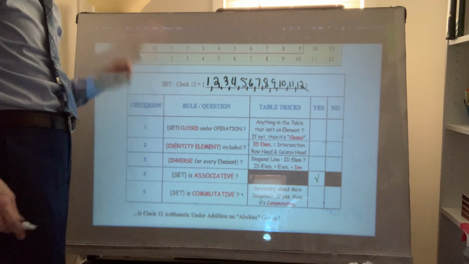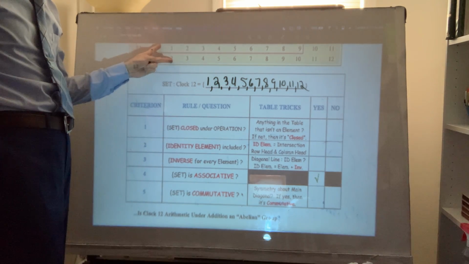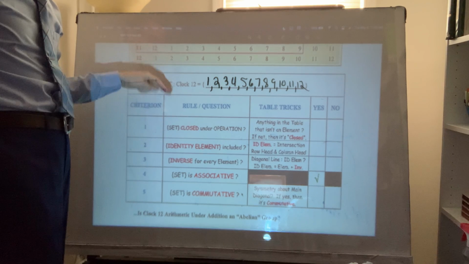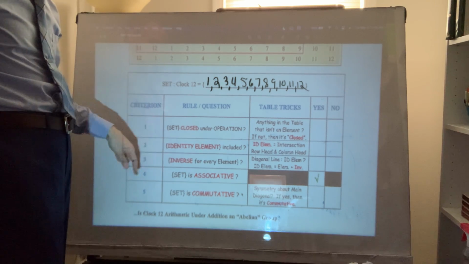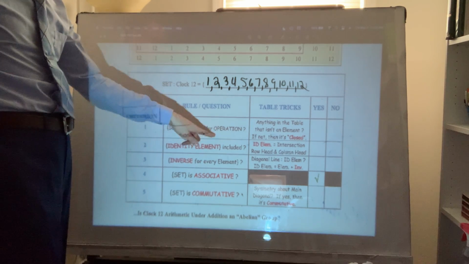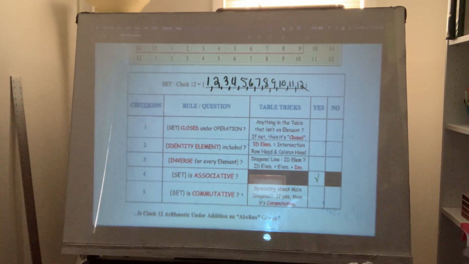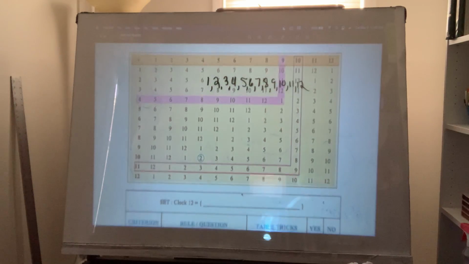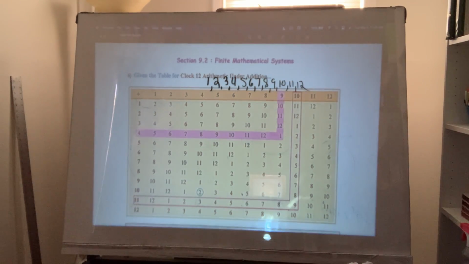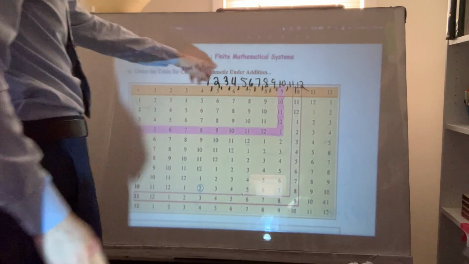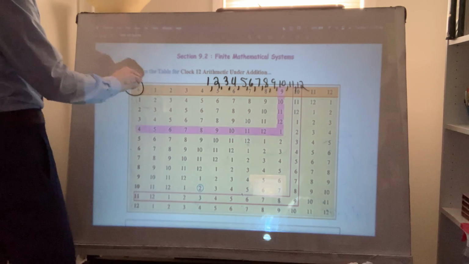Rather than play around with this, since it's finite, we could establish this table that is above here and dissect it to give us some information. Is the set closed under the operation? Now, let's go back and look at the top of this. Fortunately, I have to scroll back and forth. It's clock 12 arithmetic under addition, which is, you notice, the operation up in the corner here.